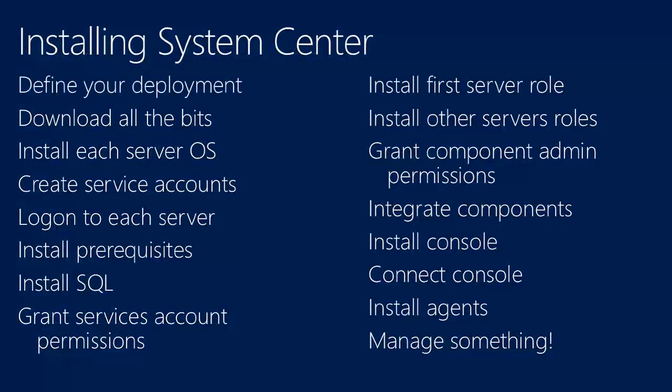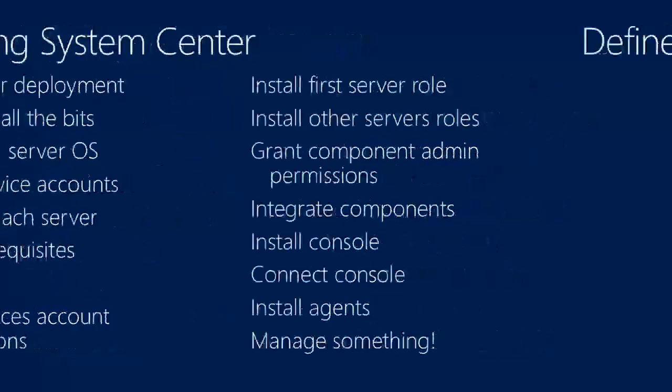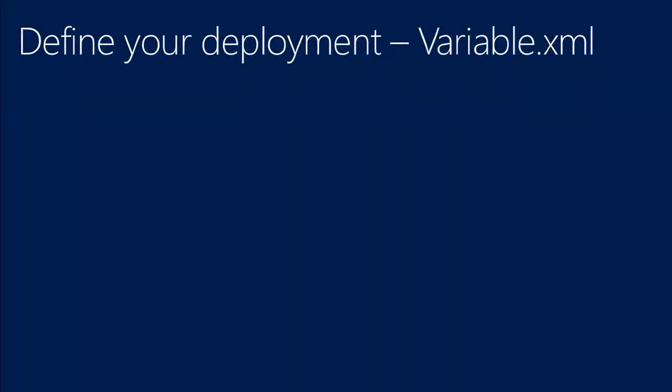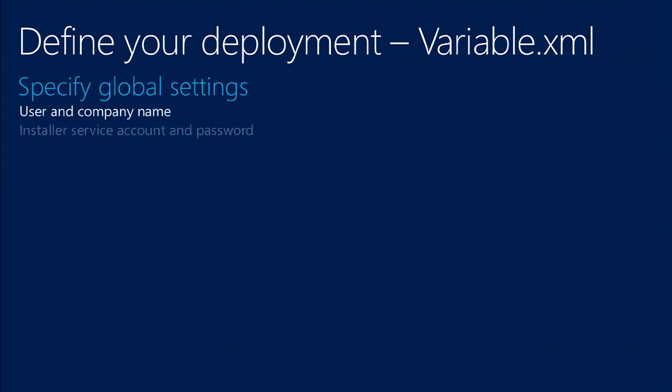So first, you define your deployment. And here comes the XML. This is actually very simple. There's 5 files in the deployment toolkit. There's 3 scripts, 3 PowerShell scripts, and 2 XML files. The only one of them you need to change, modify in any way, is variable.xml. This is the one that defines the deployment that PDT is going to do.